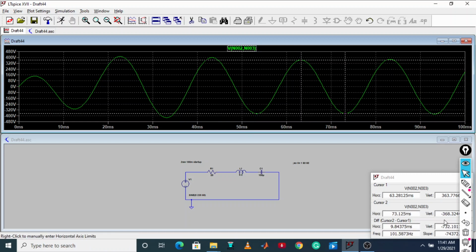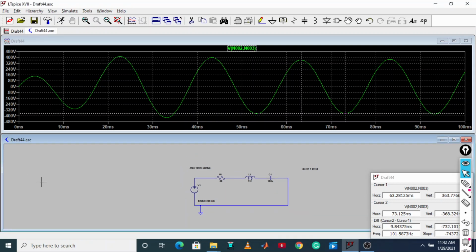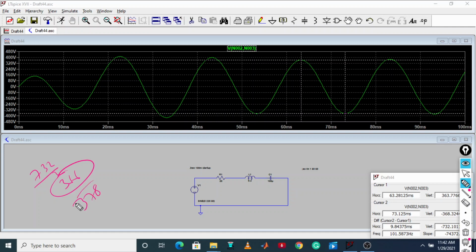Now this is cursor 1 minus cursor 2, the voltage around the inductor. It is coming around 378. This is the maximum value you are going to get. Now if you divide this maximum value by 2, 732 by 2, it is coming around 366, and the calculated value is around 377. It is approximately the same.